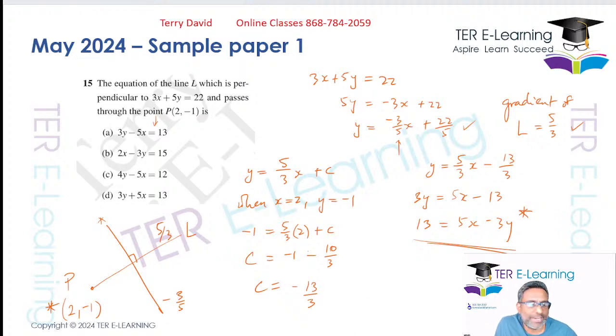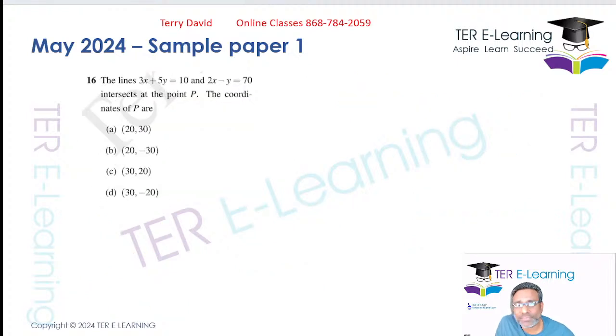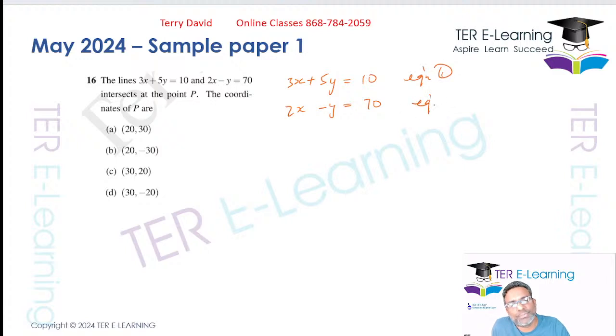All right, so I'm just moving on to the next one. The lines 3x plus 5y and 2x minus y equals 70 intersect at a point P, and we want to find the coordinates of P here. Whenever you are given two equations and you want to figure out the point of intersection, you have to solve them like a pair of simultaneous equations. So this is 2x minus y is equal to 70. Let's call this equation 1 and this equation 2.